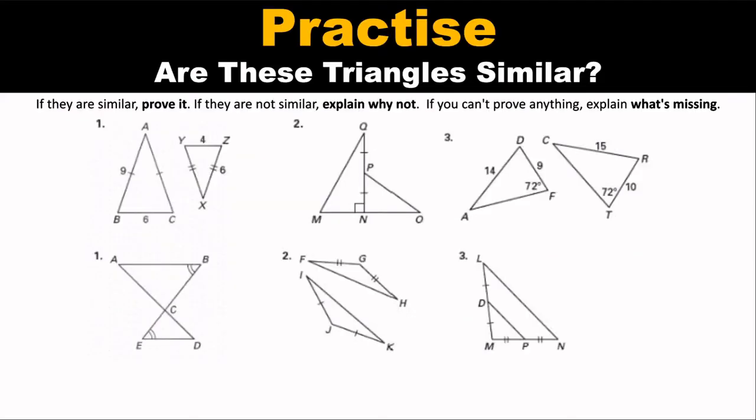So on to the practice now. All I want you to do is tell me if these triangles are similar. If they are, prove it. Tell me which of those rules you can prove. If they're not, explain why not. Explain if maybe they've broken one of those rules. And if you can't prove anything, explain what information is missing. What would help you to either prove or disprove that they're similar?